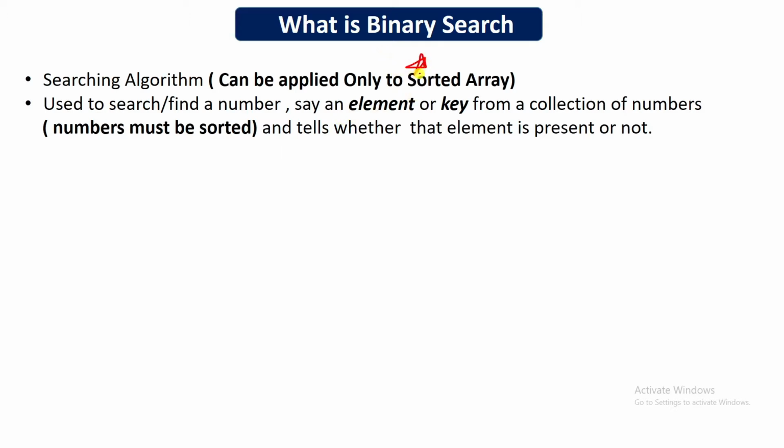This binary search algorithm can be implemented only on a sorted array. Array means collection. So if you are given the numbers in a sorted fashion, only then can you apply this binary search algorithm. You cannot apply binary search directly on an unsorted array. Sorted means your elements can be in increasing order or in decreasing order, or there can be some repeated elements also in the sorted array. That also works fine.